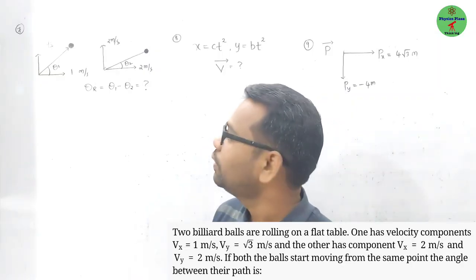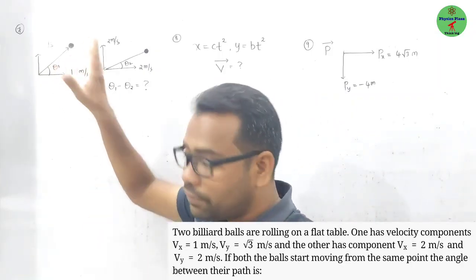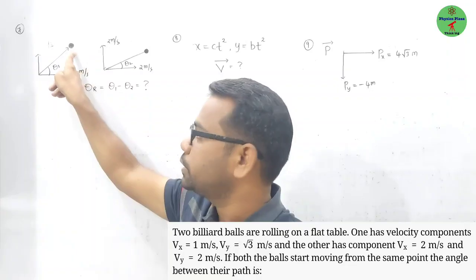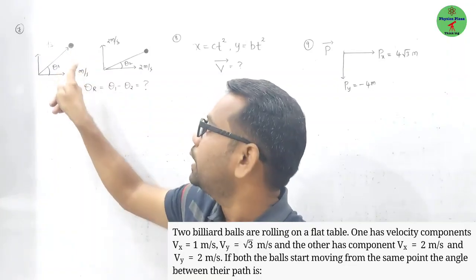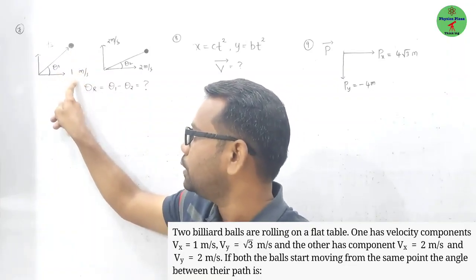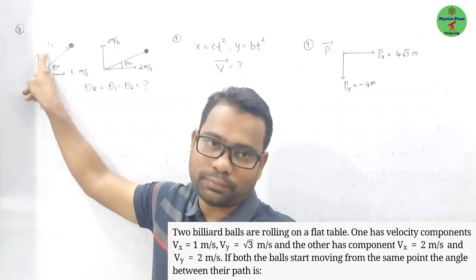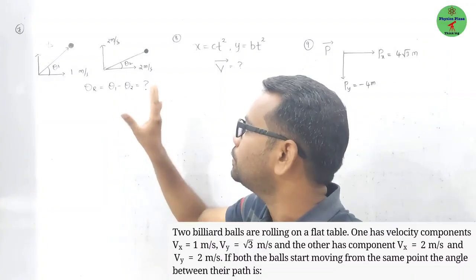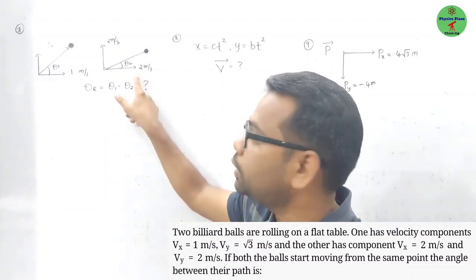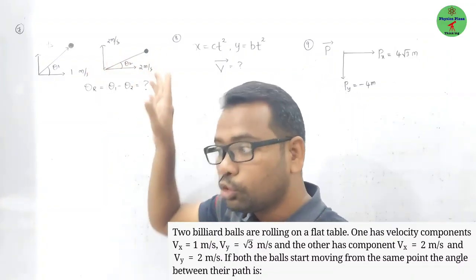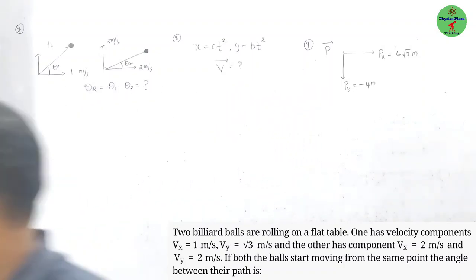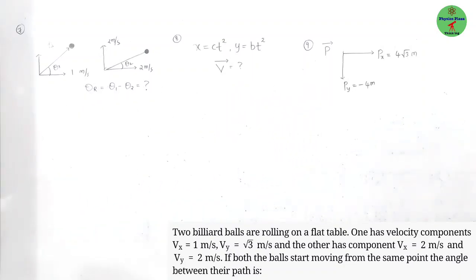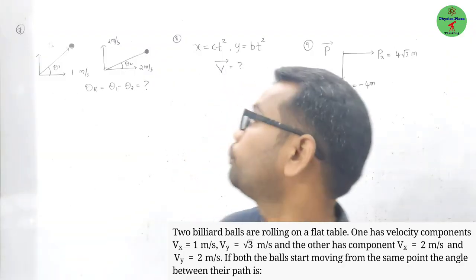So individually, children, let us say the first billiard ball, we are thinking first. The first billiard ball is moving in that plane such that it has a horizontal component of 1 meter per second, vertical component of root 3 meter per second. And another ball is also moving in the plane such that its horizontal component is 2 meter per second and vertical component also 2 meter per second. Is it the same? Let me check. 2 meter per second, 2 meter per second. Yes, it's true. Fine children.